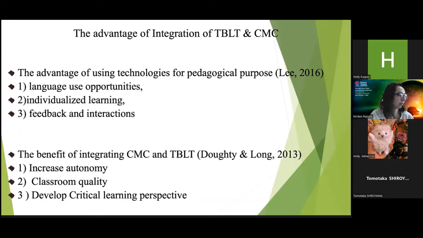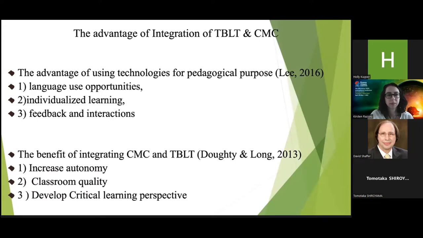Then individual learning. For example, people sit at home or at school, really individual learning, which means self-paced learning. And the third is feedback and interaction, with students of different levels, for example non-native learners and native learners. Native learners correct partners' English. Higher proficiency students help lower-level students, like a scaffolding function.